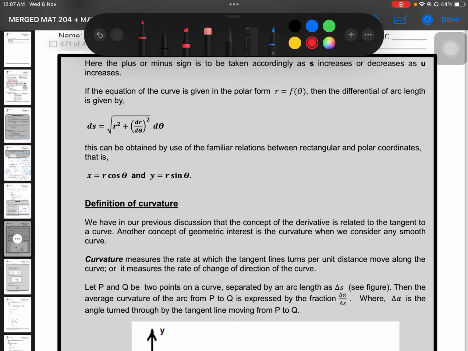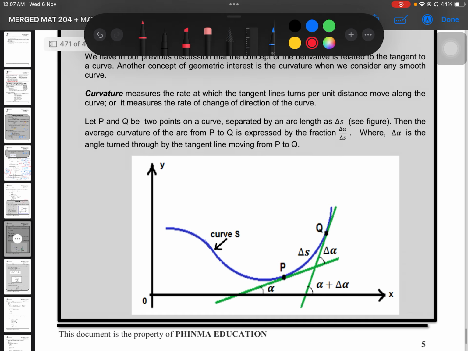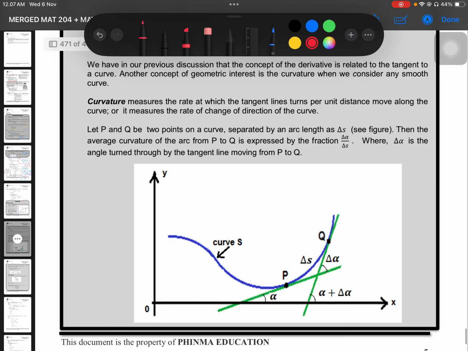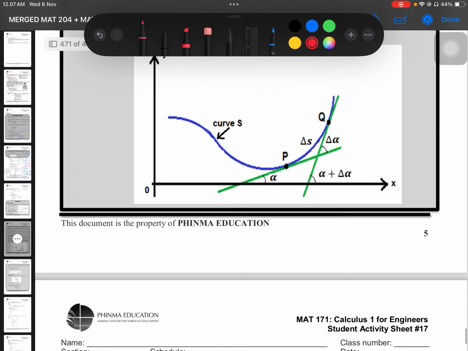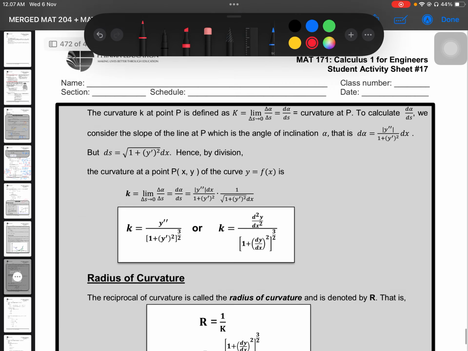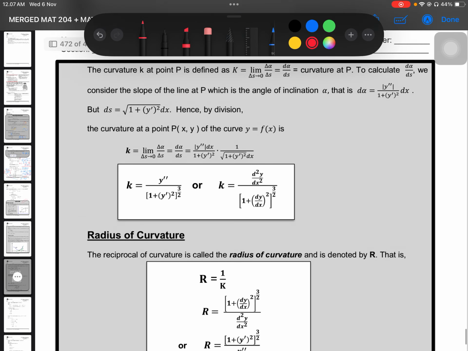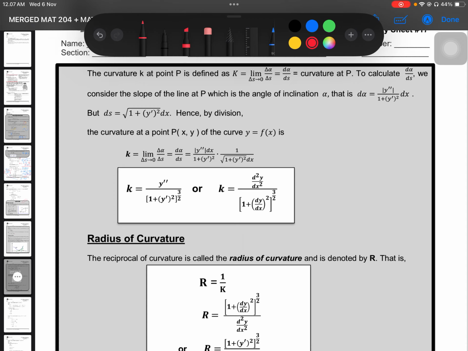So, we will still use this x is equal to r cosine theta and y is equal to r sine theta. Okay? So, here is the curvature. So, ibig sabihin ng curvature natin is just the curve. Okay? Ito ang kailangan natin. This is the formula for the curvature. Okay? So, curvature is denoted by k. Ito, yung k natin ito.